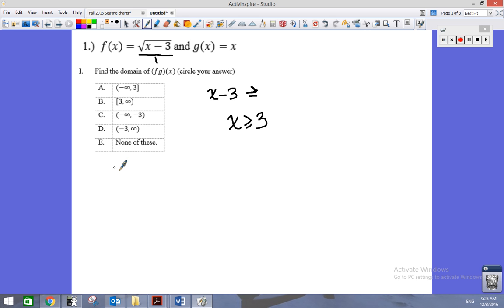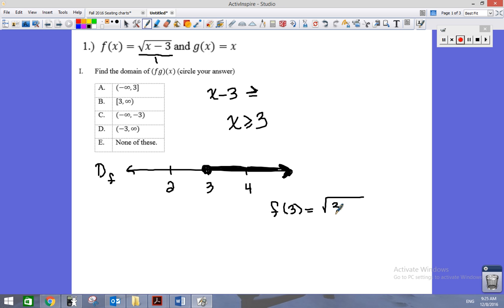So let's draw a picture of that down here. Let's illustrate 2, 3, 4. I'm saying that if you plug in values that are equal to 3 or larger than 3, you'll be able to take the square root of it. You'll have a value. If you want to evaluate this function at 3, then you take the square root of 3 minus 3. 3 minus 3 is 0, and the square root of 0 is 0. So we say that 3 is related to 0.